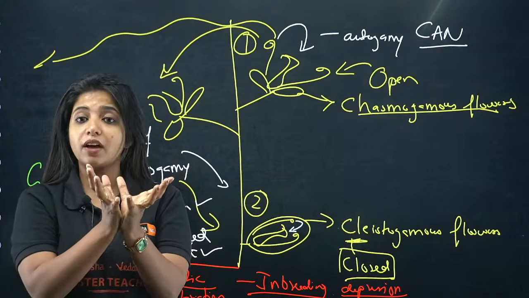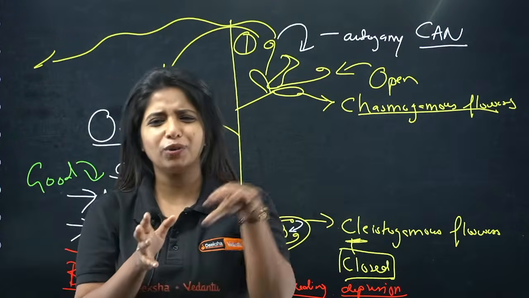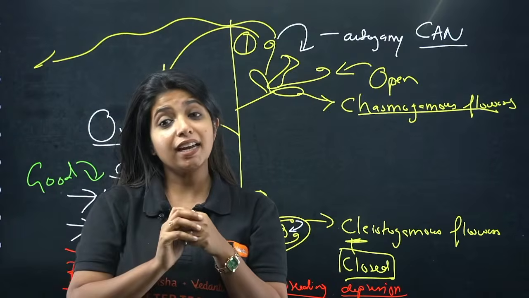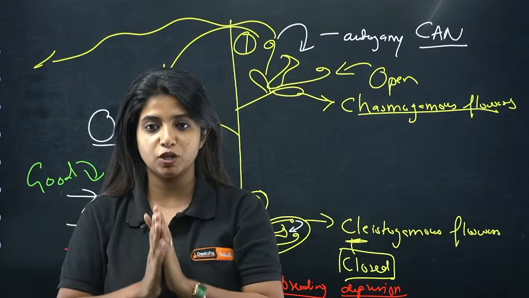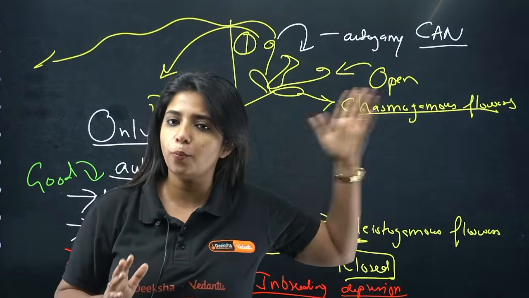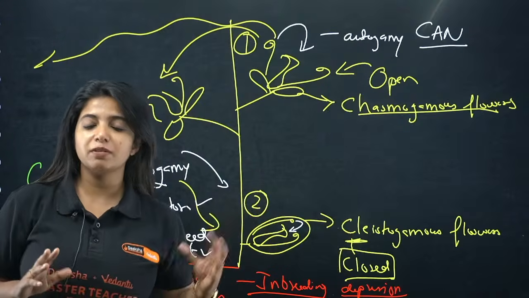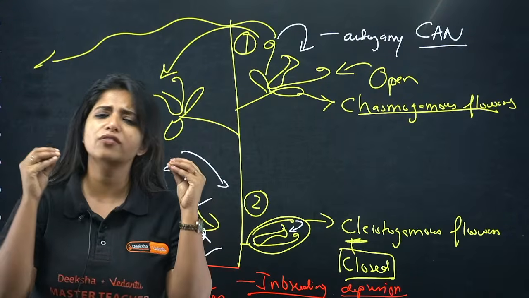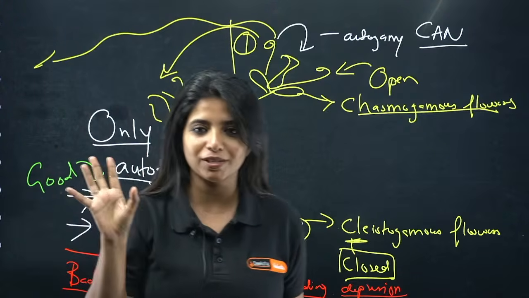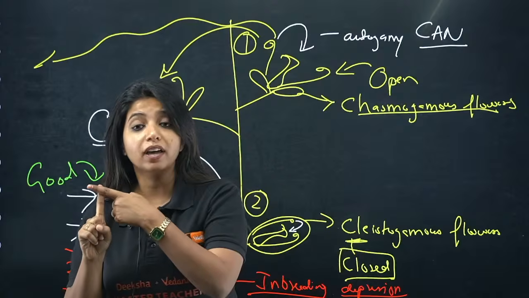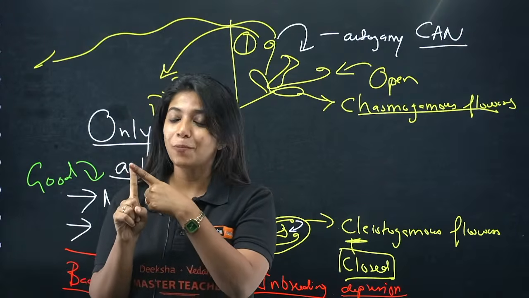Now, chasmogamous flowers can undergo autogamy, rarely, can undergo geitonogamy, can undergo xenogamy. Everything is possible for the chasmogamous flowers, or the open flowers. When you talk about clistogamous flowers, they do not have an option. They will always do one thing only, and that is autogamy, self-pollination. No options left. Now, do they require pollinators? No. So that's a good thing, no pollinators required.